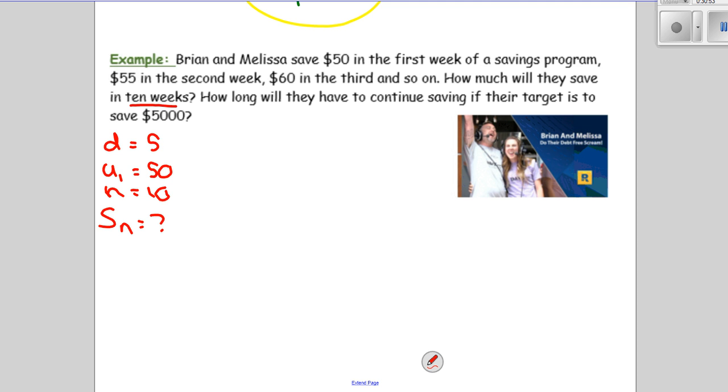S of 10 equals 10 over 2, times 2 times u of 1 plus n minus 1, and our d is 5. Again, it goes into the formula. You can go into your calculator just like that.